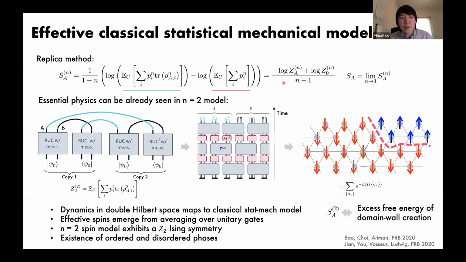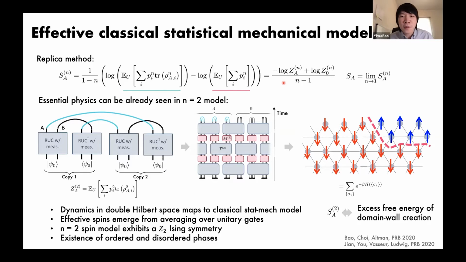A few important remarks about this model. First of all, as I already said, we can map the dynamics in a doubled Hilbert space to a classical statistical mechanics model. The second is that effective spins emerge from the averaging over unitary gates. The third is that this spin model for n=2 exhibits Z2 Ising symmetry.